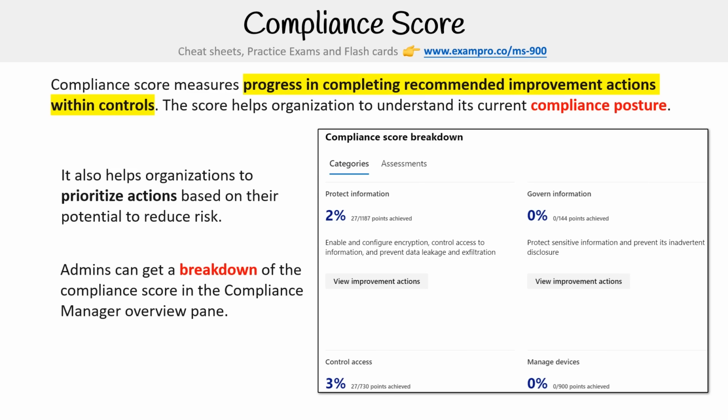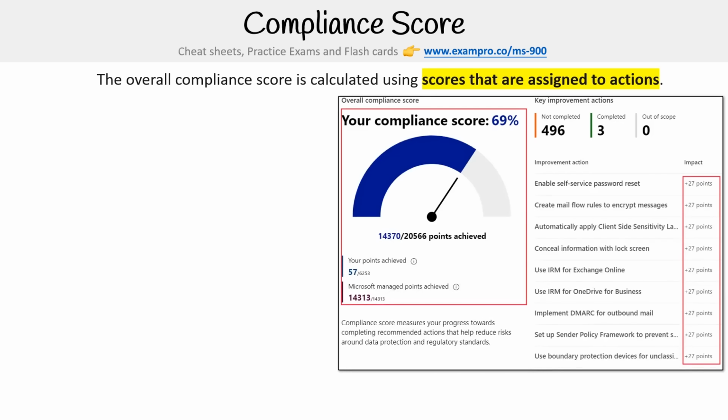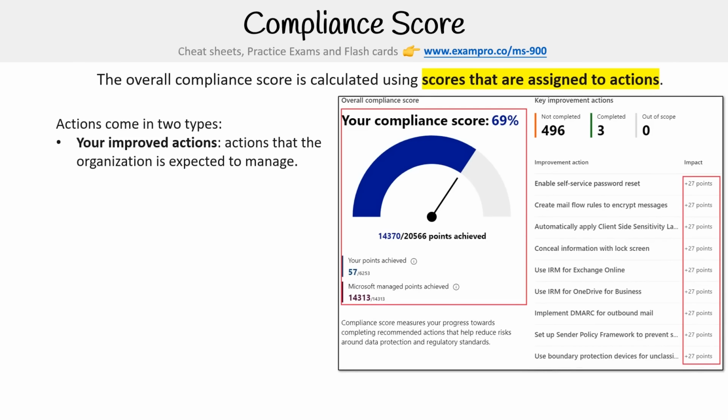Here's a visual showing the Compliance Score breakdown, and these are divided into categories such as Protect Information, Control Access, Govern Information, and Manage Devices. The overall compliance score is calculated using scores that are assigned to actions. Actions come in two types. The first is your improvement actions, which are actions that the organization is expected to manage. And the second are Microsoft actions, which are actions that Microsoft manages for the organization.